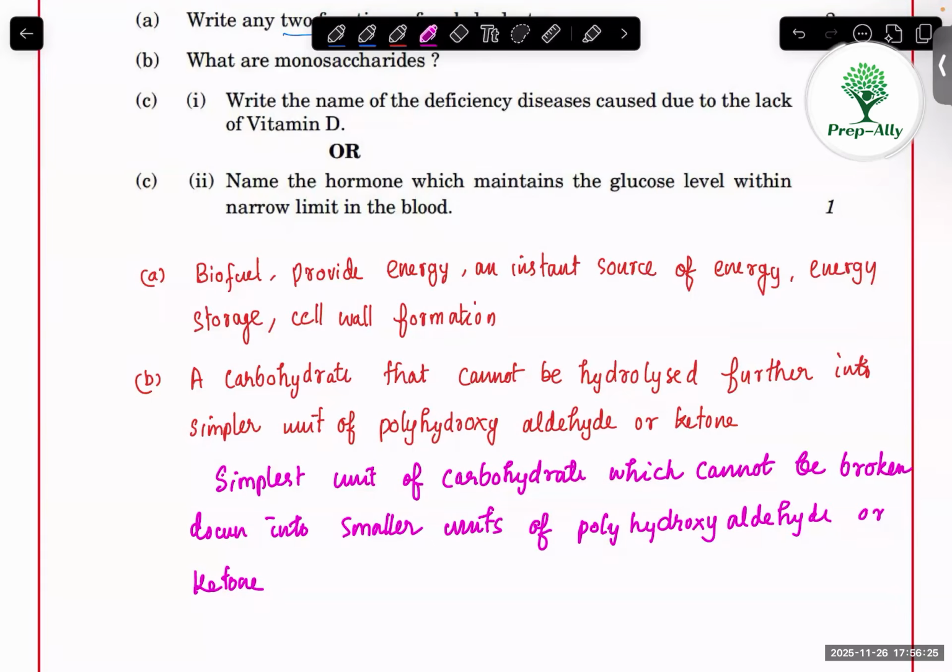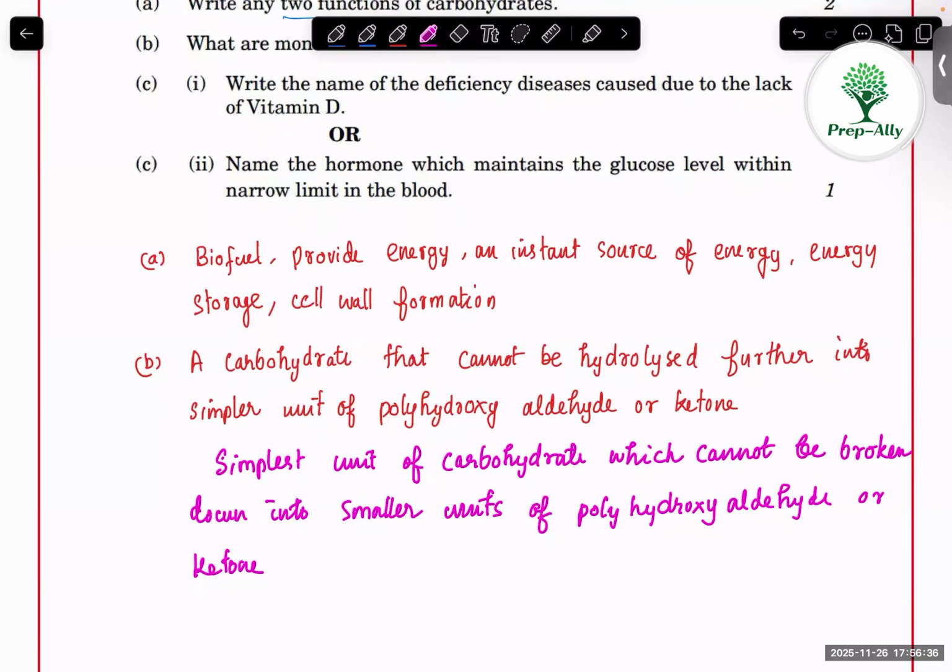So carbohydrates are basically polyhydroxyaldehyde or ketone. So if they cannot break down a particular thing into smaller units of this polyhydroxyaldehyde or ketone, that means that is the smallest unit. So you can write any of this, you will get the marks.